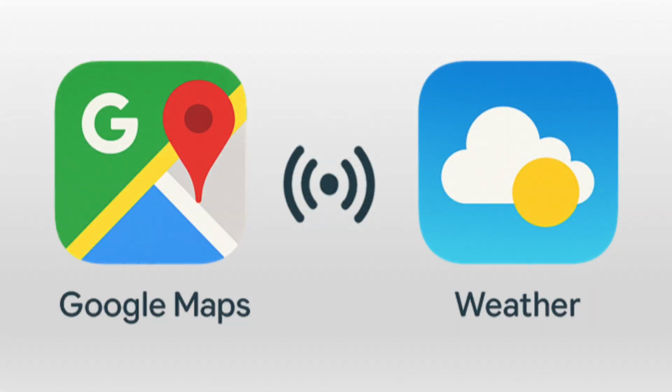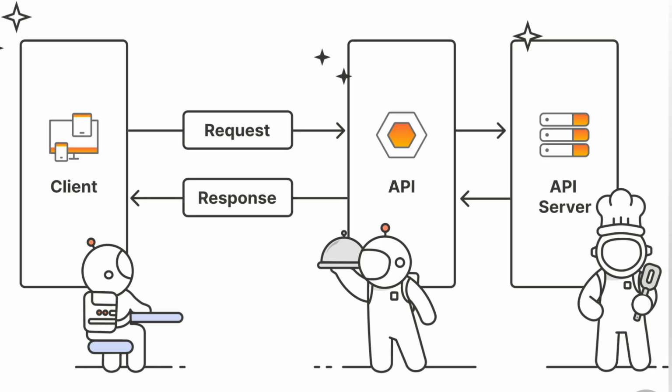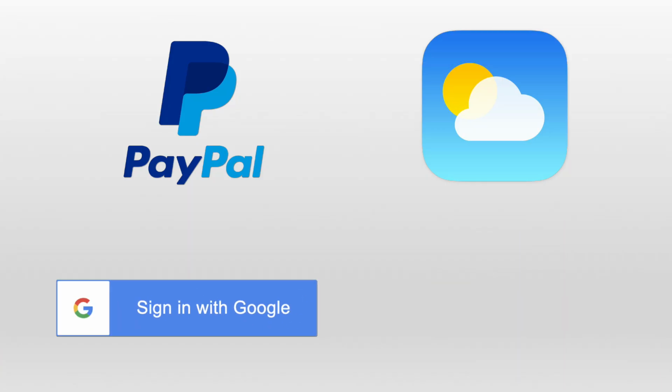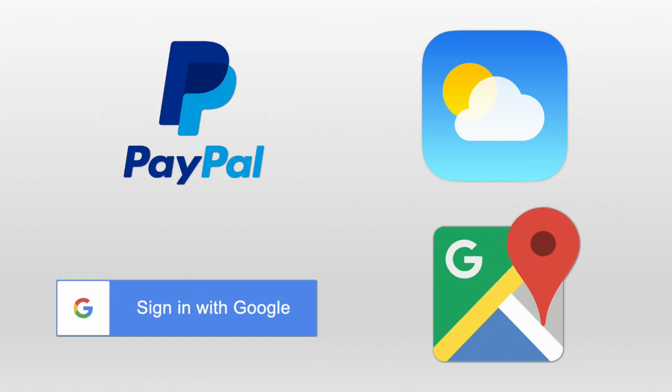So, in summary, an API is like a messenger between apps. It takes your request, gets the information from somewhere else, and brings it back to your app. Without APIs, we wouldn't have all the features we take for granted on our phones, things like payment processing, weather data, social media logins, maps, and so much more.